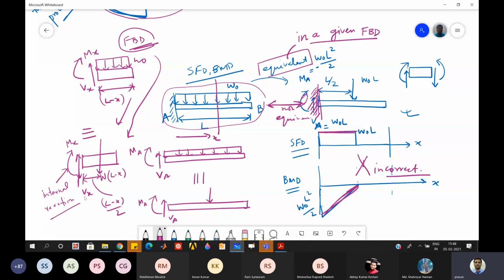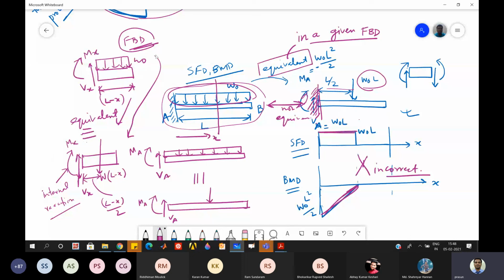So not only external reaction, you see this is external reaction, right? VA and MA. You can find VA and MA with an equivalent, where this is like the equivalent of the entire thing. So W0 into L at L by 2 to find this MA and VA. And here I am using equivalent. This is also equivalent. But I am using that equivalence for finding internal reactions.